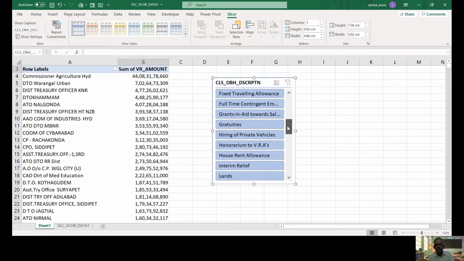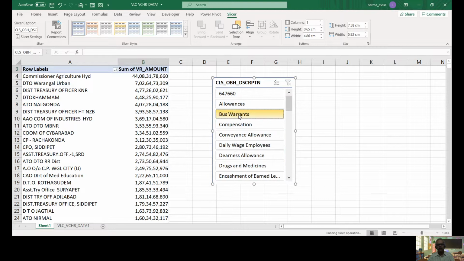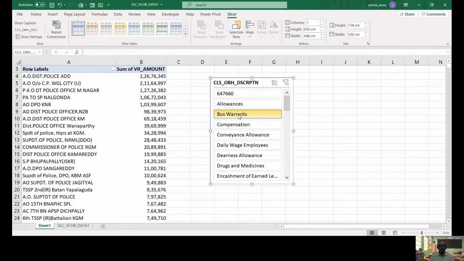Now these are all object heads: allowances, bus warrants, compensation, conveyance allowance, hiring of vehicles, honorarium, lands, LTC, maintenance. So from here, let us click on the bus warrants. Once I click in the slicer, we know the slicer is a filter again. If you select any value in the slicer, the data will be filtered based on that value. So whatever the data is appearing here is the total expenditure spent by the DDOs on bus warrants.